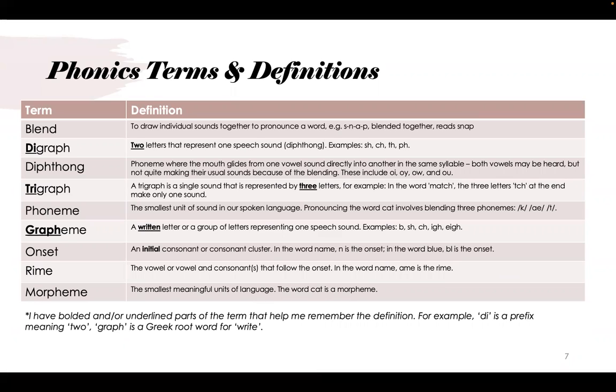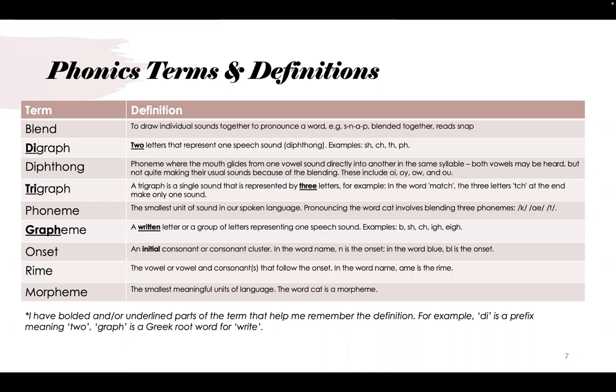Onset. You hear onset discussed with rhyme in reference to the science of teaching reading. The onset part of onset-rime deals with an initial consonant or consonant cluster, like sh, that comes before the vowel. In the word name, N is the onset.